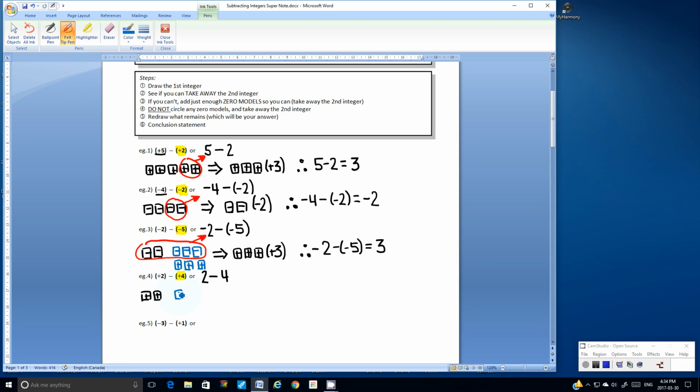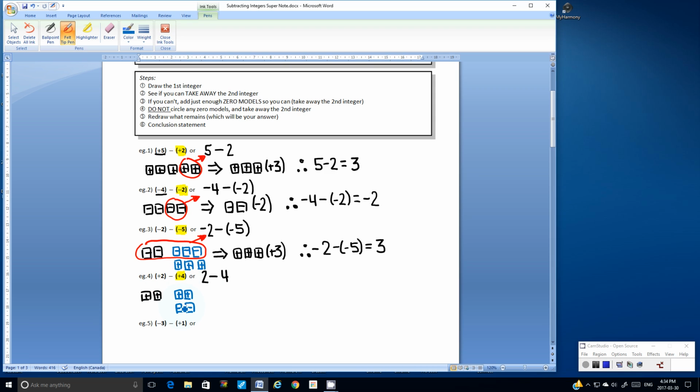So I'm going to add my positive 2, because again, we want to make 4 positives to take away. But I can't just add 2 positives, I have to make them 0 models. Now remember, we needed to add 2 0 models because I have to take away 4 positives. I already had 2. So I don't want to have 4 0 models here. I only want 2 because that would make 1, 2, 3, 4.